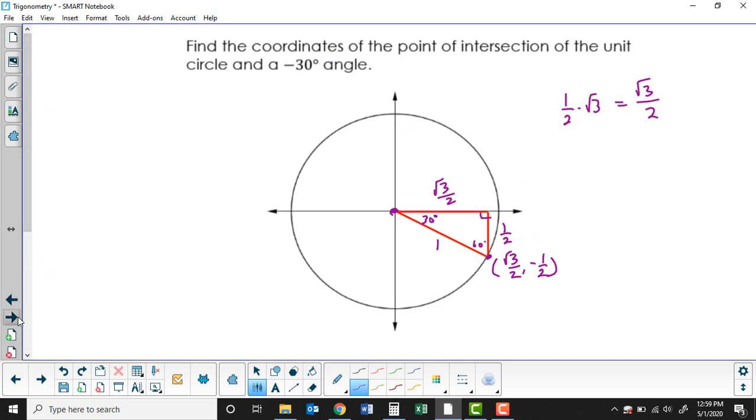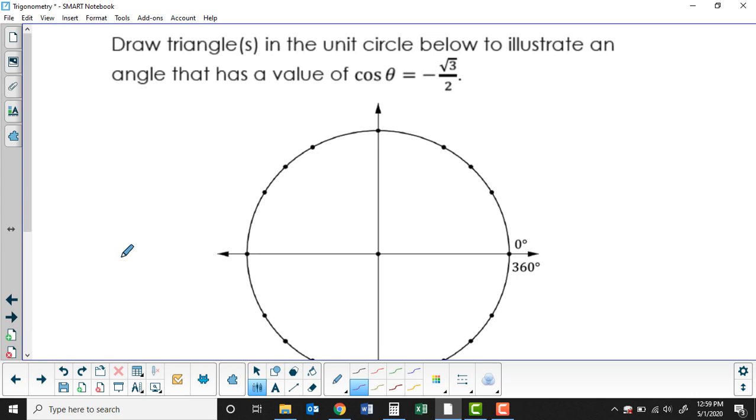All right, so the last thing we're going to look at, it says draw a triangle, and then it's got parentheses around S, which means it could be one triangle or more than one triangle in the unit circle below to illustrate an angle that has a value of cosine theta equals negative 3 over 2.